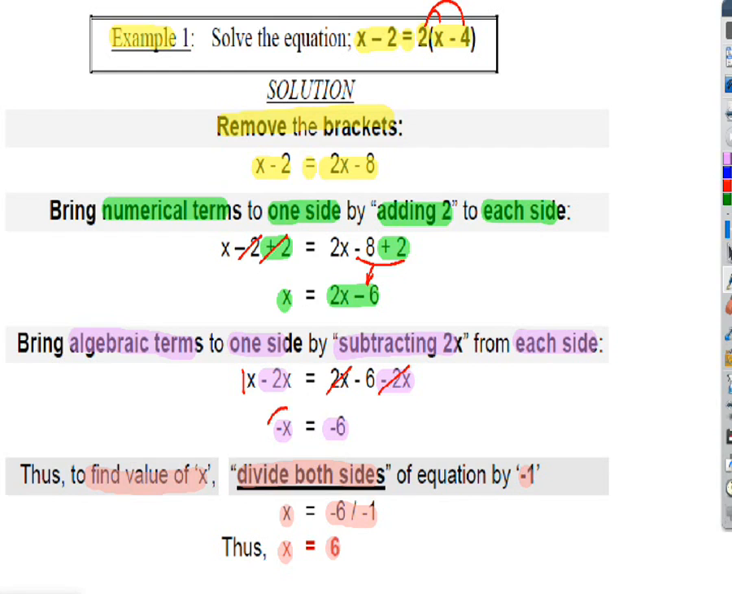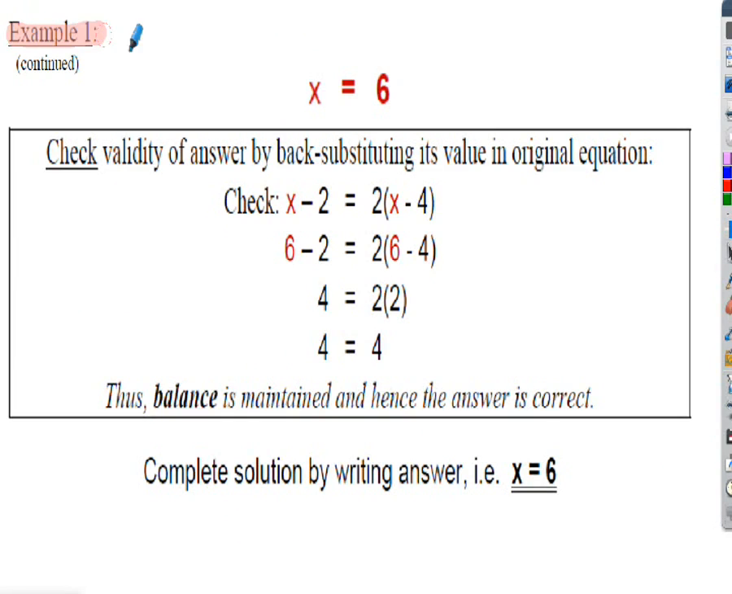And again, don't forget, this term here could be written as negative 1x. Example 1 continued. We now know the value of x is equal to 6 from the previous slide, so I'm going to back substitute the value of x into the original equation and solve and see if the left hand side equals the right hand side.